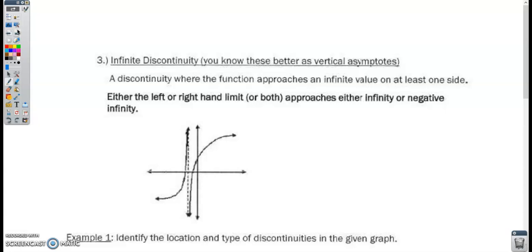Now, are there other types of discontinuities? Yes, there are, but these are the three that are by far the most common. And maybe if I have a little bit of time at the end of this video, I'll show you an example of what they call an oscillating discontinuity. Okay, so let's go ahead and look at a couple of examples here.